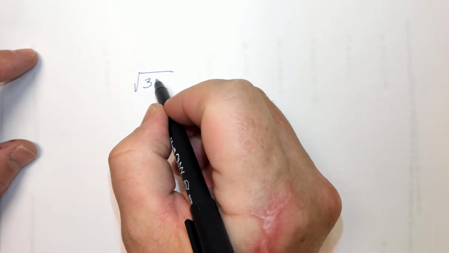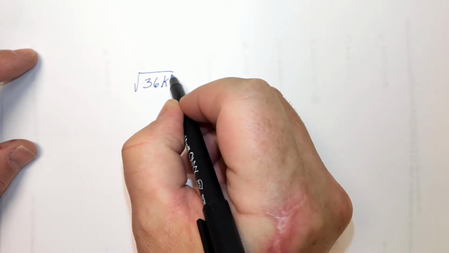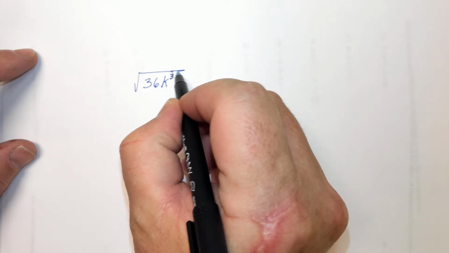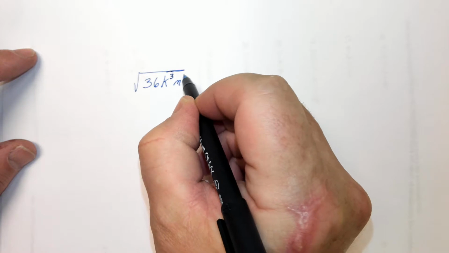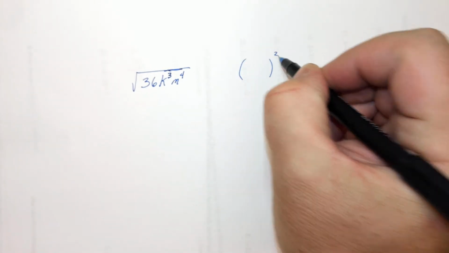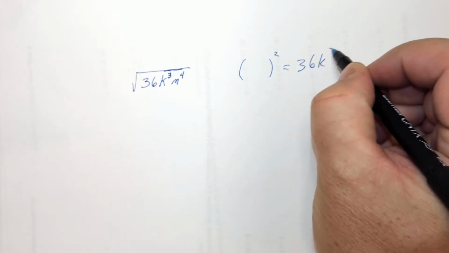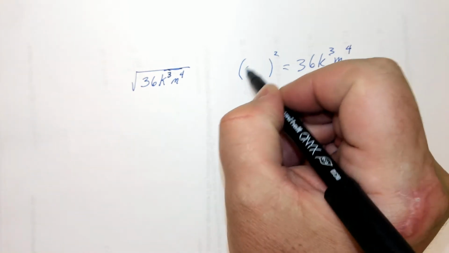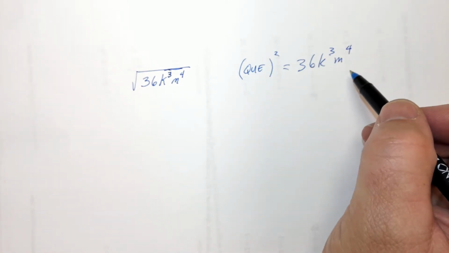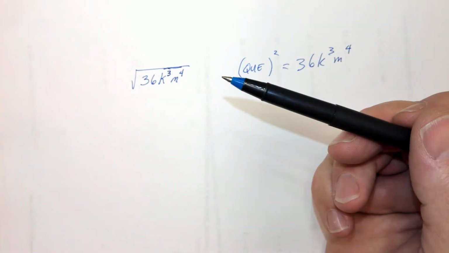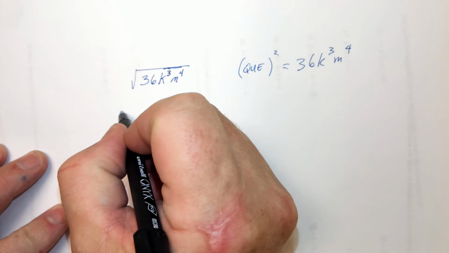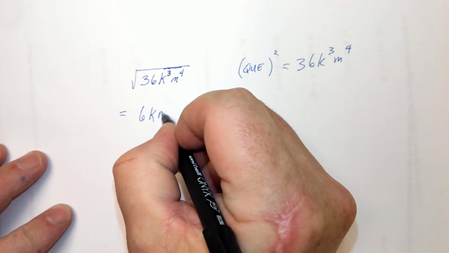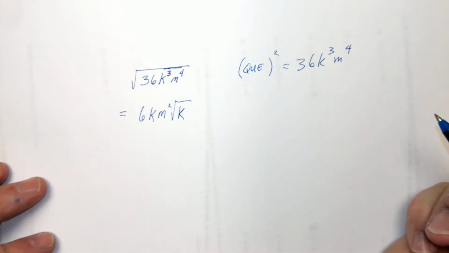So check this out. Let's do the square root of 36k cubed m to the 4th. Watch. This is asking what number times itself. So what number squared equals 36k cubed m to the 4th? That's what this is asking. What number times itself equals that big ugly thing right there? Now, I'm going to tell you that this equals 6k m squared times the square root of k. I'm not going to tell you how I got it, but that's what it equals.